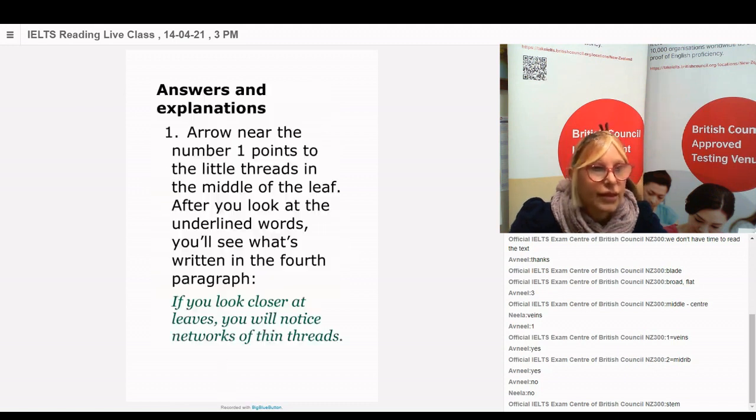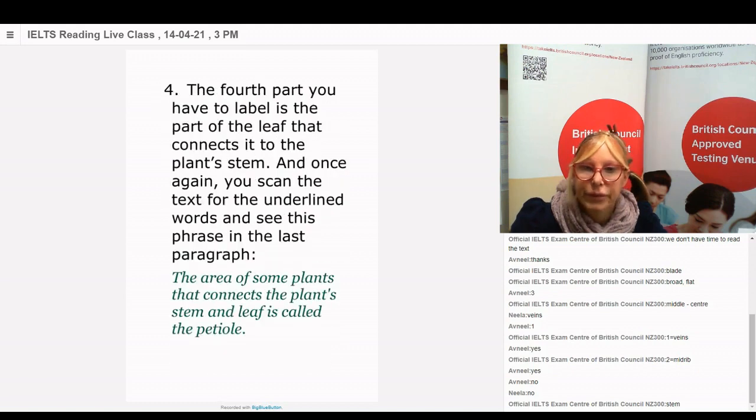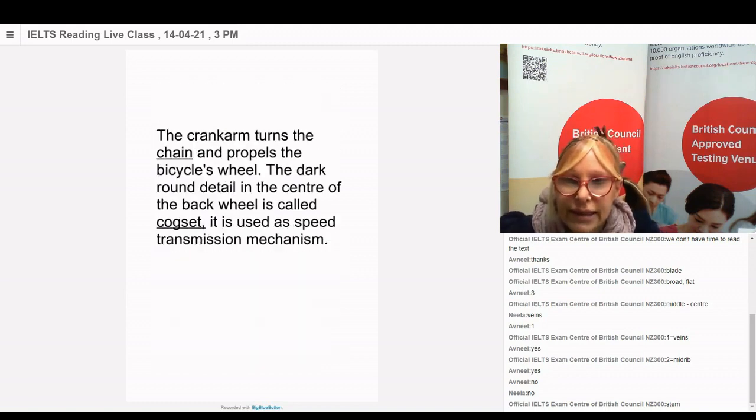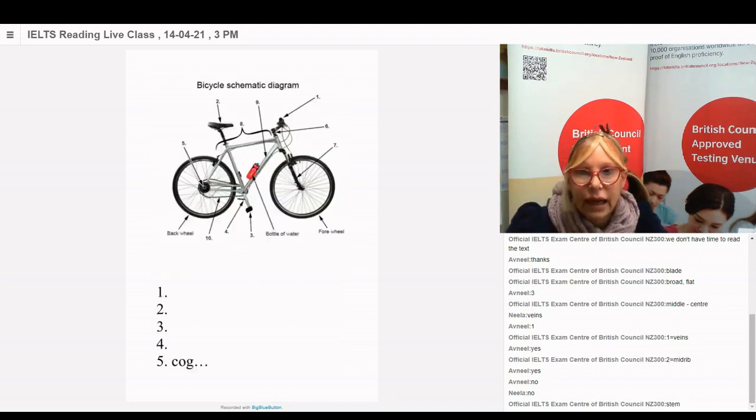Okay, any questions? So the petiole is the answer. There were 4 questions there that we needed to answer. Now we're going to have a look at another reading, and this time the diagram is of a bicycle. I'm not able to really see these numbers very clearly. How about you? Can you see those numbers clearly? Can you see the diagram clearly or not very clearly?